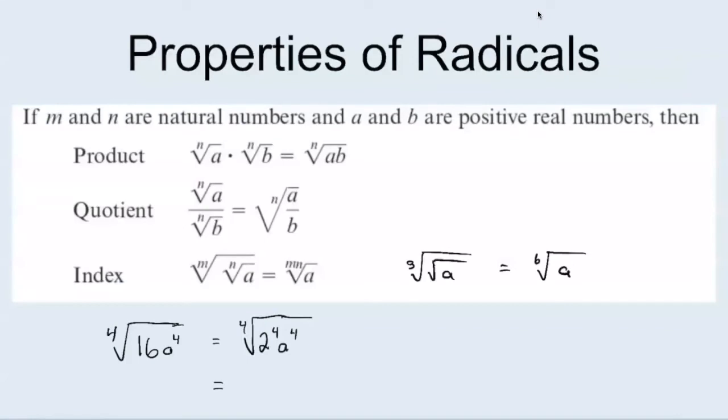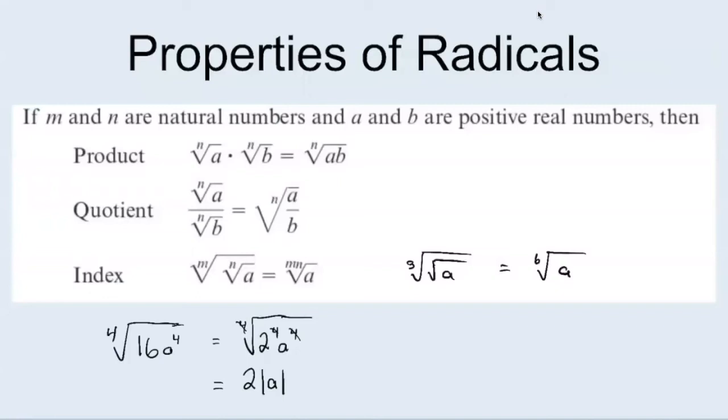Well, the 4th root of 2 to the power 4, the powers cancel each other out. Same thing with a to the power 4, right? So I end up with 2 times a, arguably. But since it's an even exponent, I have to say that I'm writing down the absolute value. So it could be positive or negative because it's an even exponent and an even root.